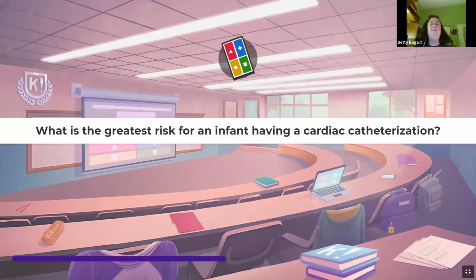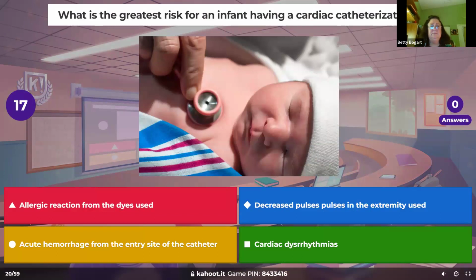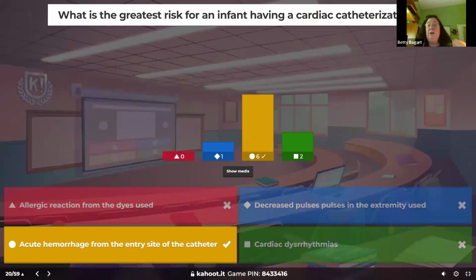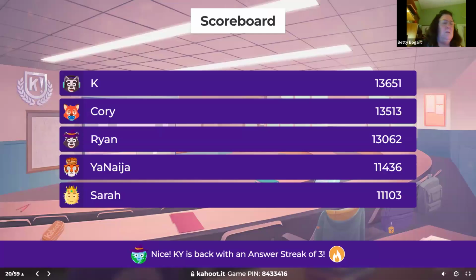What is the greatest risk for an infant having a cardiac catheterization? Remember, this is the first thing I always do when these kids come back. Big catheters are put in the femoral artery and the femoral vein. They've got big pressure dressings on them. Hemorrhage, hemorrhage, hemorrhage. They don't have allergic reactions. They're going to have decreased pulses, but it's going to be okay. Cardiac dysrhythmias? No, they usually do not.